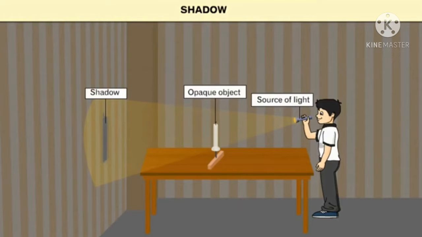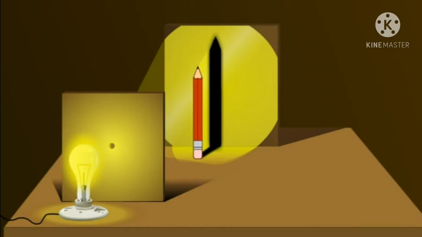A shadow is formed when the path of light is blocked by an object. A shadow is formed when an opaque object comes in the path of light and stops it. An object forms a shadow on the opposite side to the source of light. The shadows of objects are usually similar in outline to the object, and hence we can identify the object from their shadows.